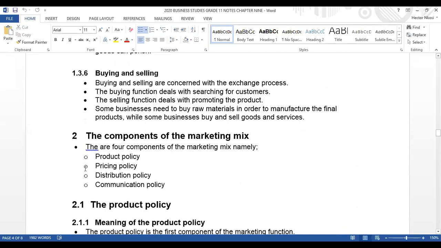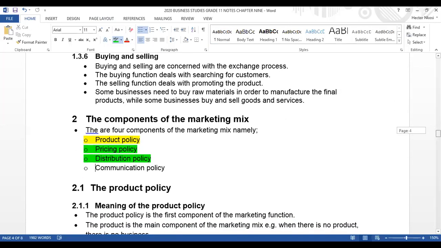We did the pricing policy last week. We did the distribution policy. Then tomorrow we're going to look at your communication policy. For today, we are looking at your product policy. However, we have already dealt with pricing and distribution sometime last week. It is very important for you to understand all these policies, and we use all of these policies for everything basically. Does it make sense? Right.